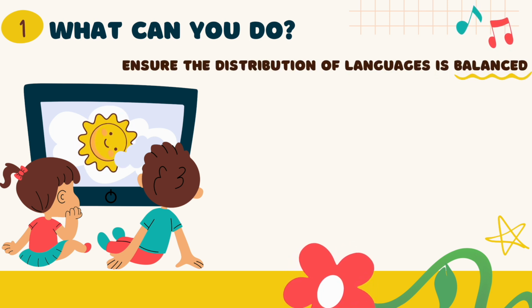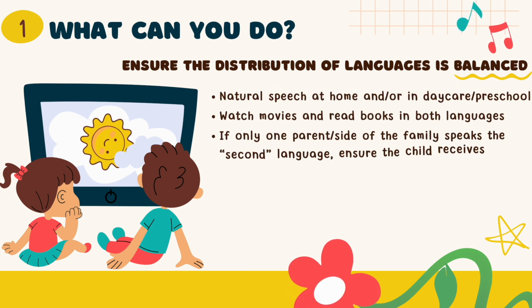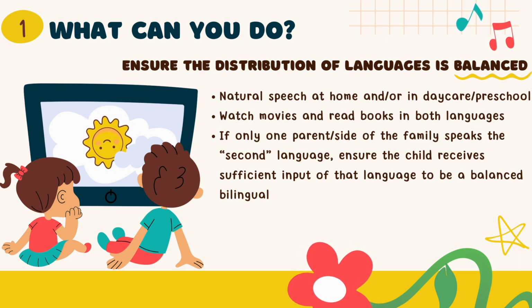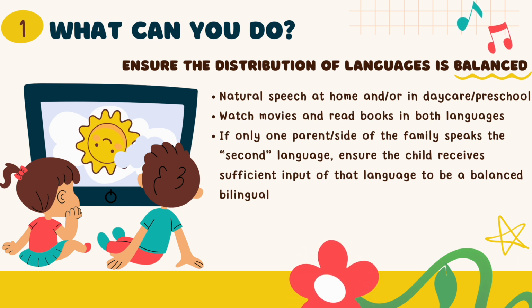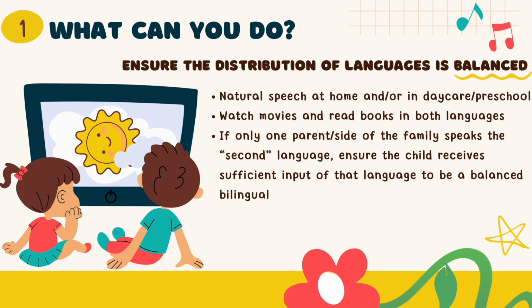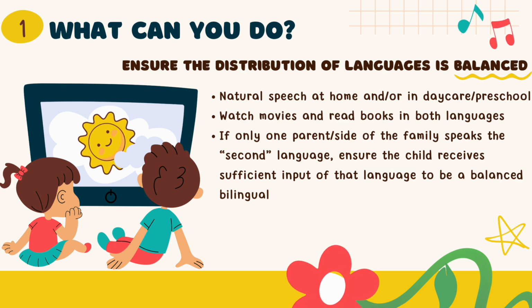Make sure the distribution of their languages is balanced. This can often be done naturally through speech at home and/or in daycare and preschool. This can also be done through watching movies and reading books in both languages. If only one parent or side of the family speaks the second language, ensure the child receives sufficient input of that language in order to be a balanced bilingual.